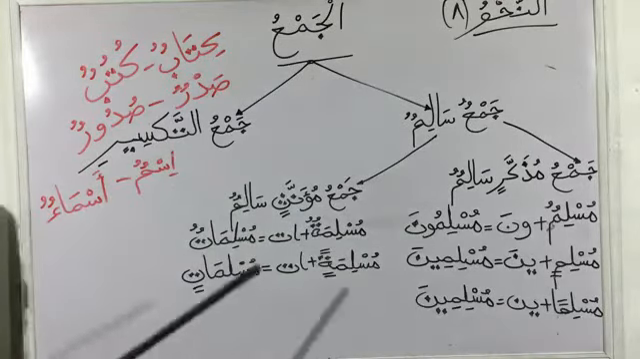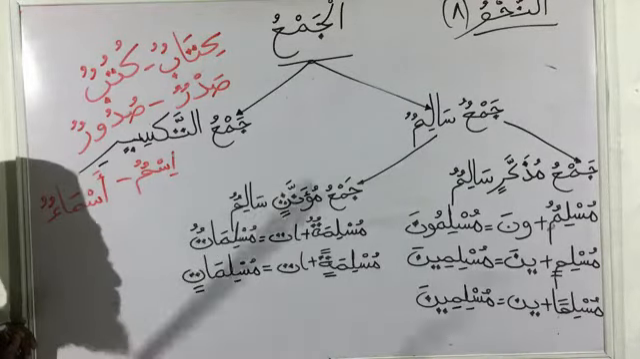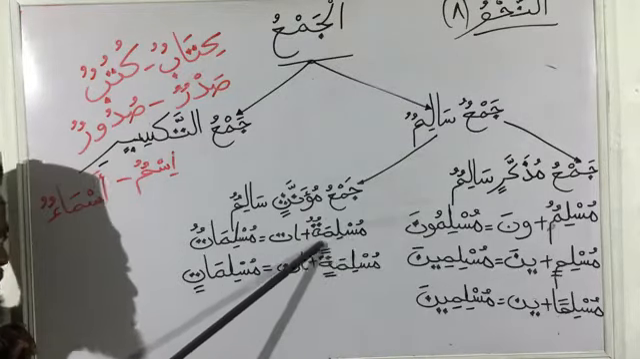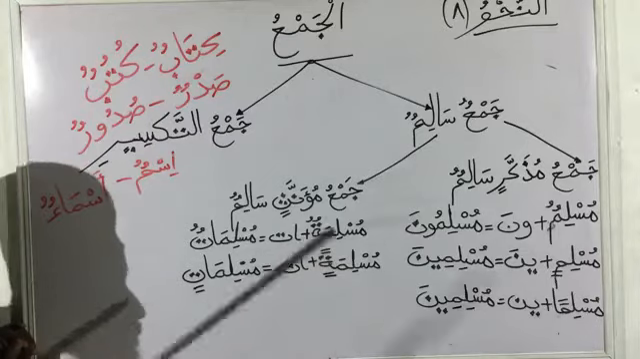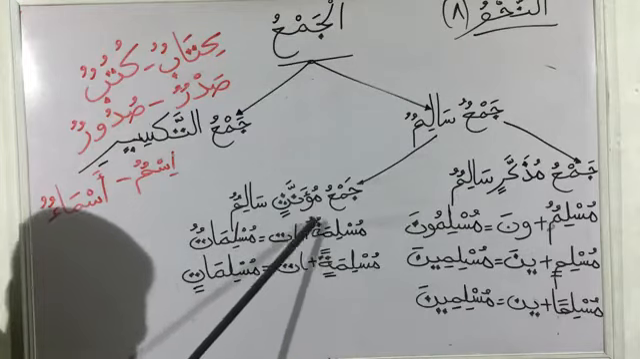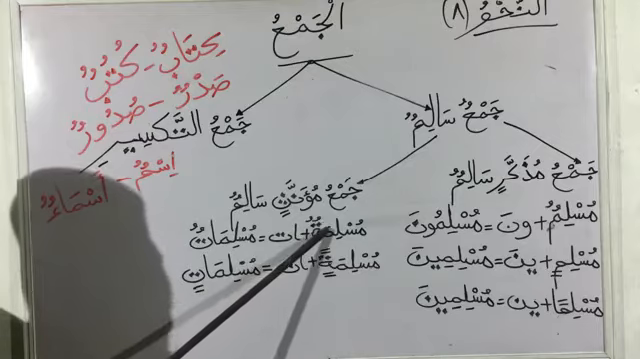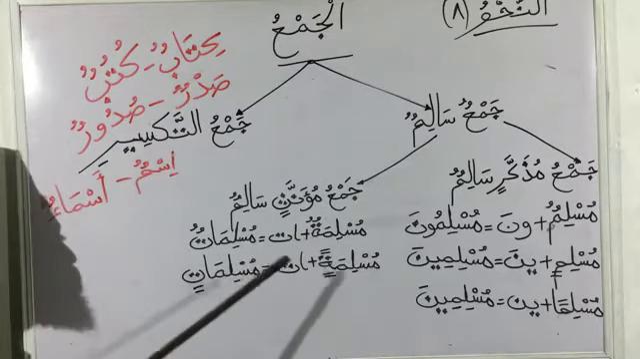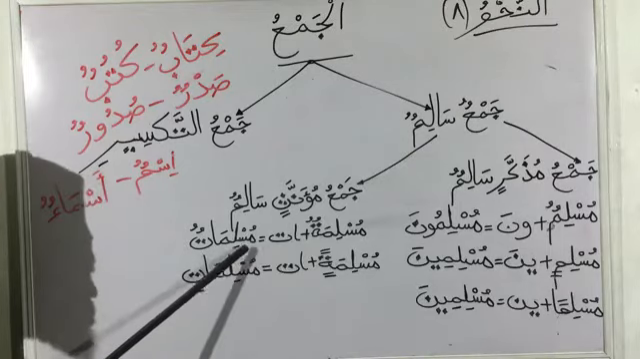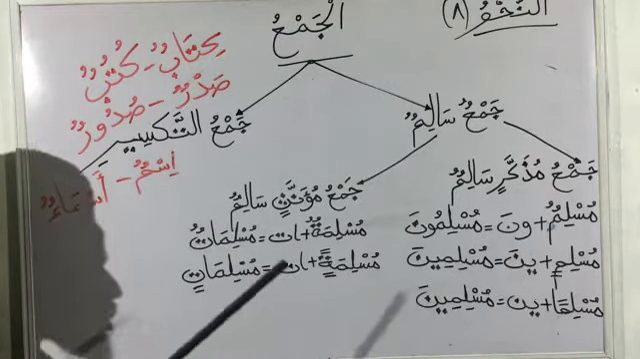Now the next is jam' mu'annath salim, feminine sound plural noun. Do you get? An example is this word, muslimatun. This is feminine, of course. It's taking two dammas. So that means it's in raf' state because it's taking a damma-like sign. So when we want to form the jam', we add alif and ta. It will be muslimatun, like this one too. Do we get now? Now the second is what?